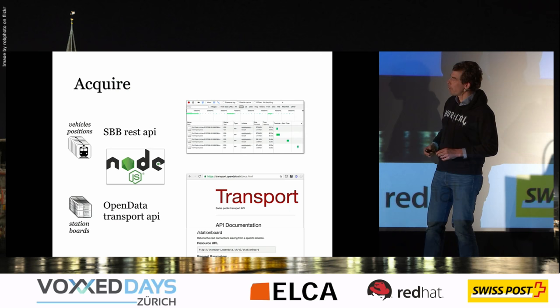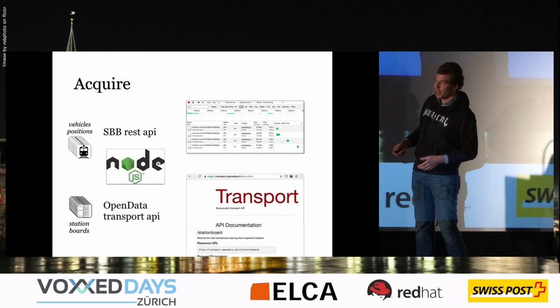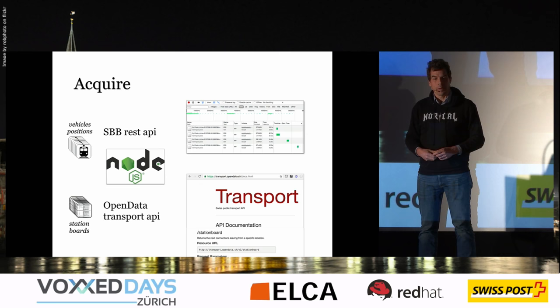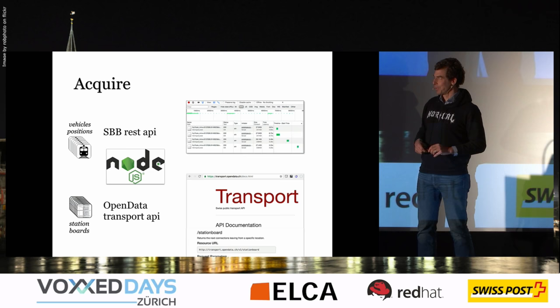This information can be found. The information on vehicle position, we can find a proxy to it by making just HTTP REST queries to the SBB. So we have to try to keep it low, to be under the radar, not to go too hard on their information system. But we can nonetheless grab the information.